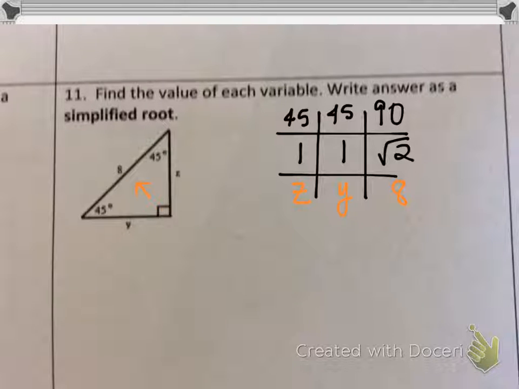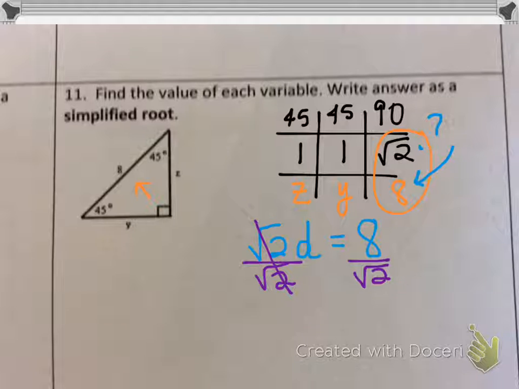Then I look at which column has just numbers, that's this third column here, and you ask yourself, what's my scale factor? Root 2 times some number is equal to 8. If you can't do that in your head, write an equation. Root 2 times some number, d for dilation, is equal to 8. To solve this, to get d alone, I divide both sides by root 2.